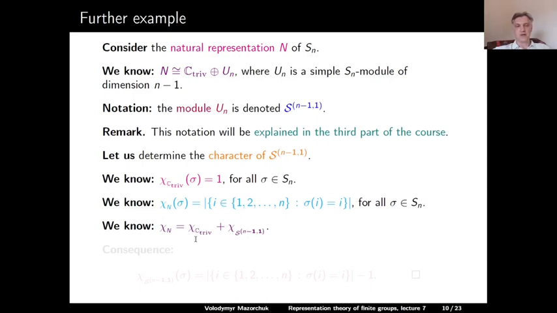So we can move the character of the trivial module to the left-hand side and get that the character of S^(n minus 1, 1) is the difference between the character of the natural module and the character of the trivial module. So the value of the character of S^(n minus 1, 1) at sigma is equal to the number of fixed points of sigma minus 1.